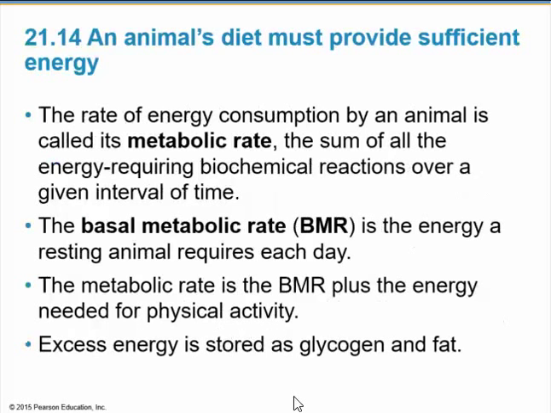Alright. Rate of energy consumption by an animal is called metabolic rate. It's the sum of all energy requiring biochemical reactions over a given time frame. The basal metabolic rate is the energy a resting animal requires each day, just kicking back, not doing anything. To determine an animal's metabolic rate, you take the BMR plus the energy needed for physical activity, and that gives you the metabolic rate. Now, your body stores excess energy either as glycogen or fat, both actually.